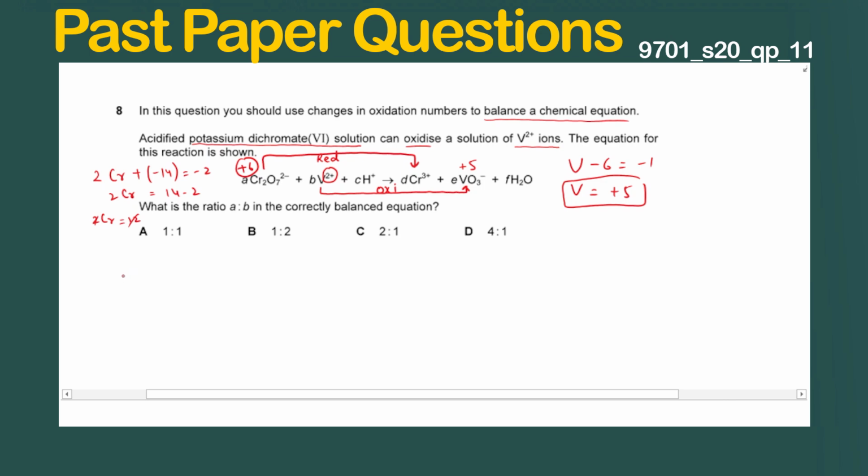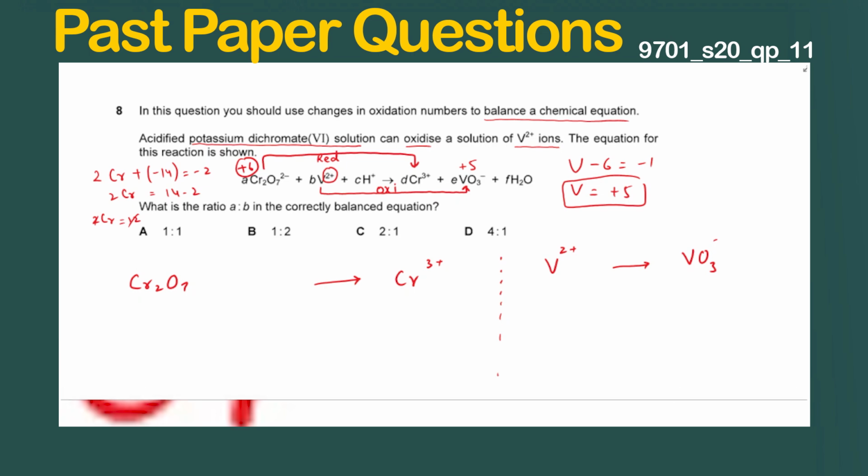Now we have to make the half equations. Cr2O7 2- is converting into Cr3+, and V2+ is converting into VO3-. First of all, remember this rule: whenever you have to balance the redox equation, you have to balance the atoms. So here we have 2 chromium atoms. That's why I put 2 here before the chromium 3+ ion.